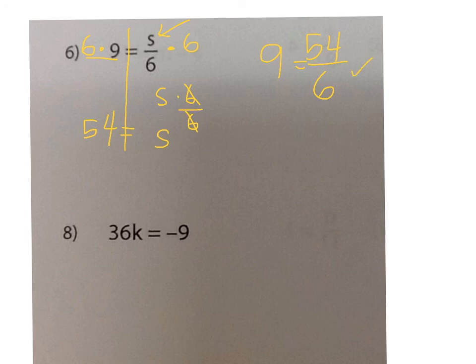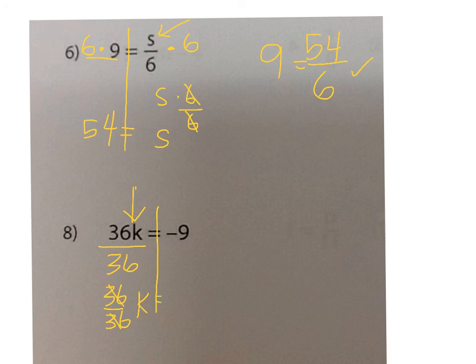Let's look at number 8. This equation says 36k equals negative 9. So again, we first identify what side of the equation we have to work on first, and that's the side with the variable, which is k. And so now we look and ask what operation is going on with 36k. It's multiplication, so the opposite of multiplication is dividing. Divide by 36 on the one side. 36 divided by 36 is the same as 1, and that leaves me with a k.